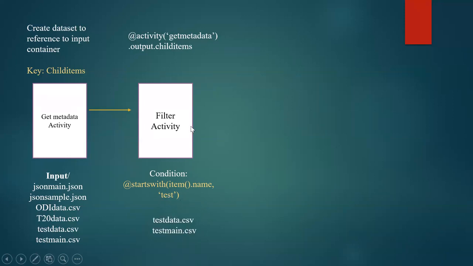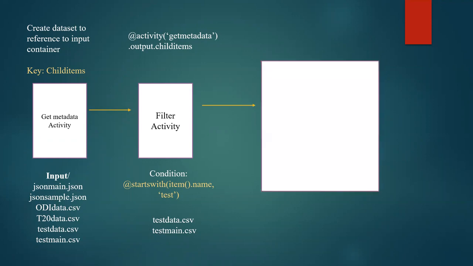Now see what the Filter activity is doing. Initially we have 6 files. After the Filter activity, we are retrieving only 2 files. The other 4 files got filtered out. So now only these 2 files are with us, and they are going to be passed to the Copy activity to copy to the destination.